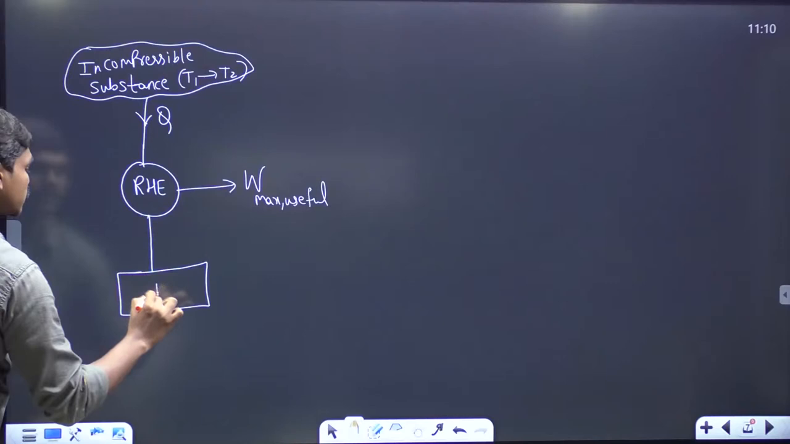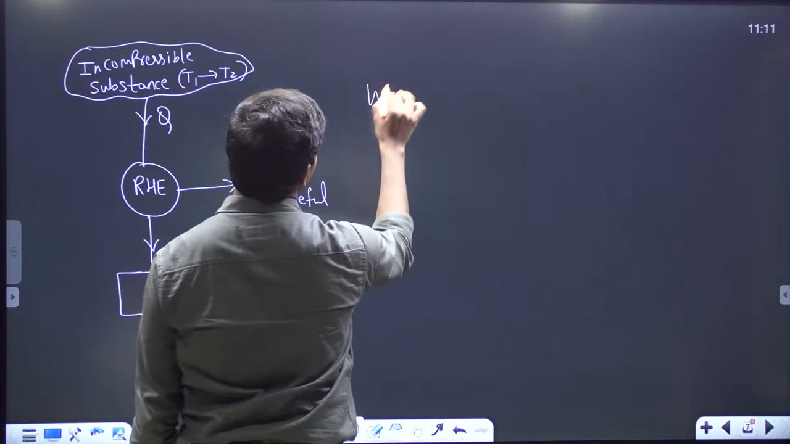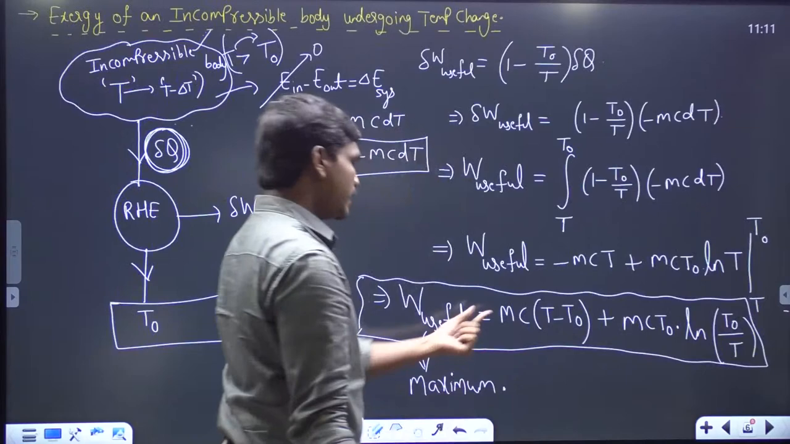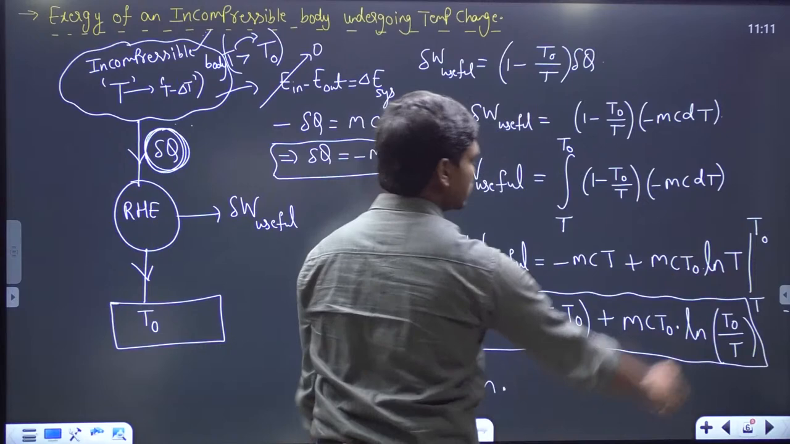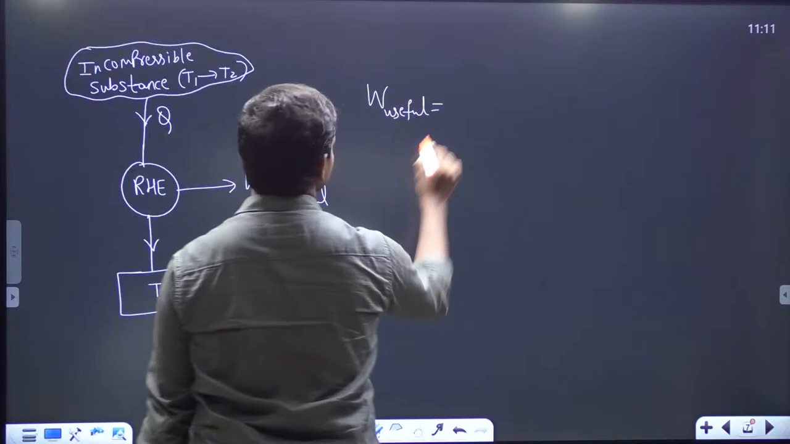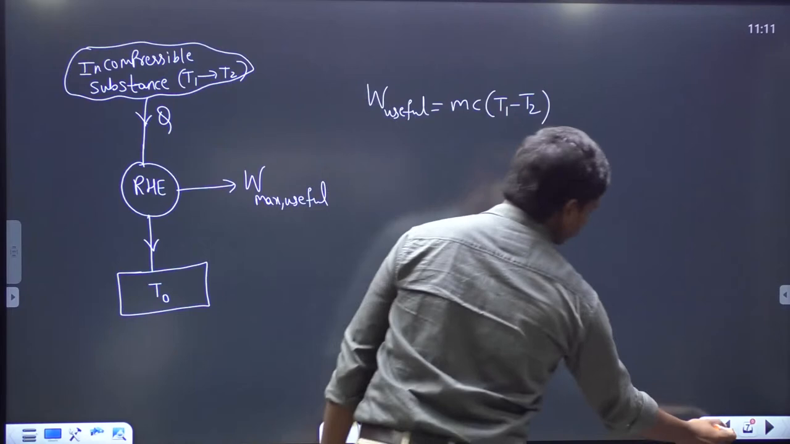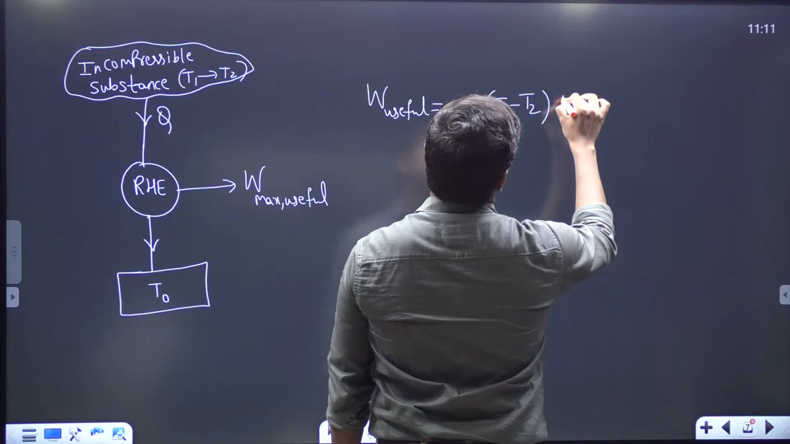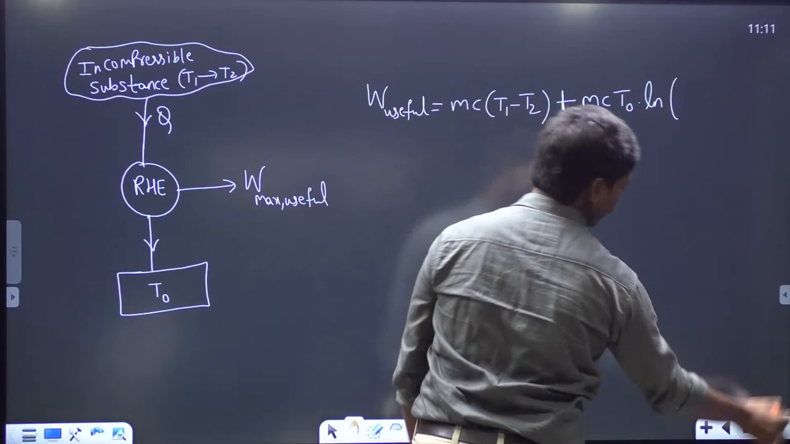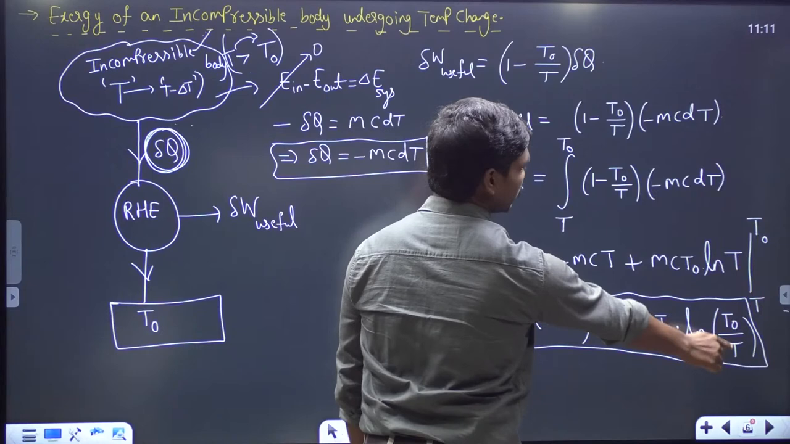Now the formula for this W useful is, here we got mc T minus T naught. So initially the temperature is T and final temperature is T naught. So if you do here, we'll be getting mc T1 minus T2 plus mc T naught into ln. When the system is going from T to T naught, we have T naught by T. So if it's going from T1 to T2, you have T2 by T1.